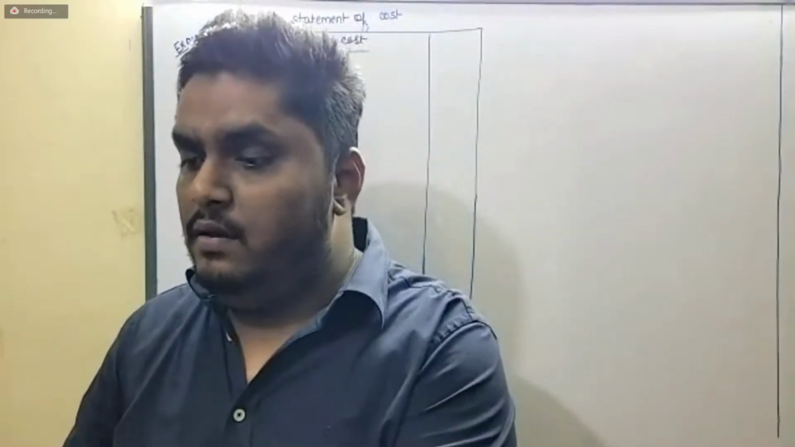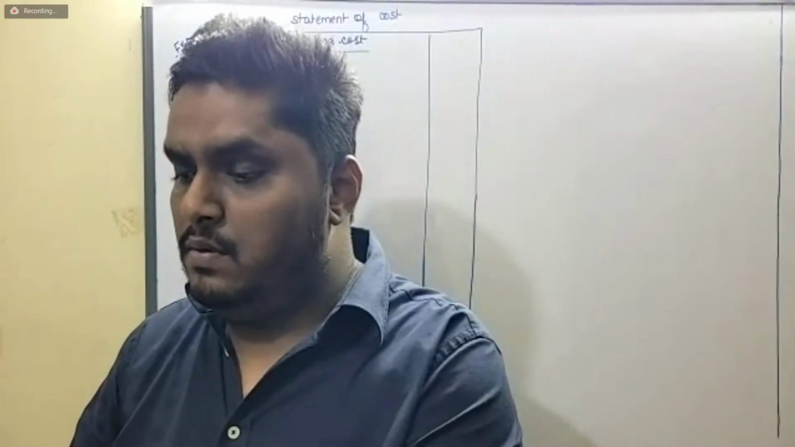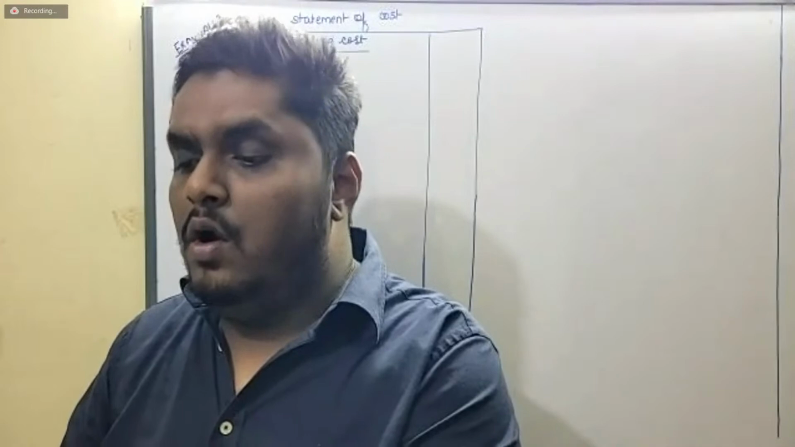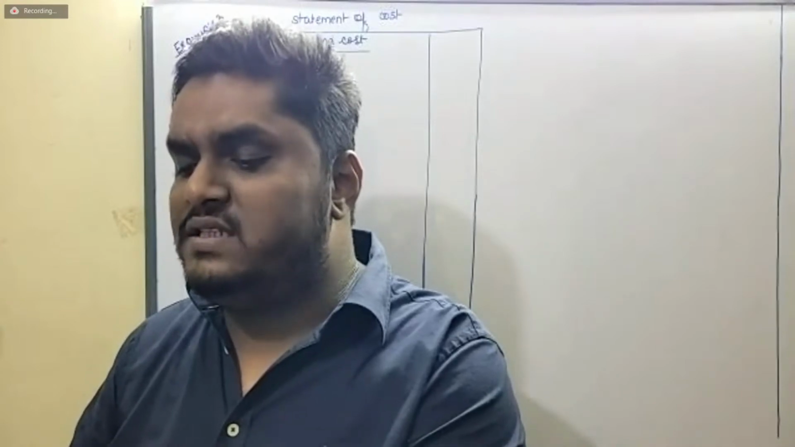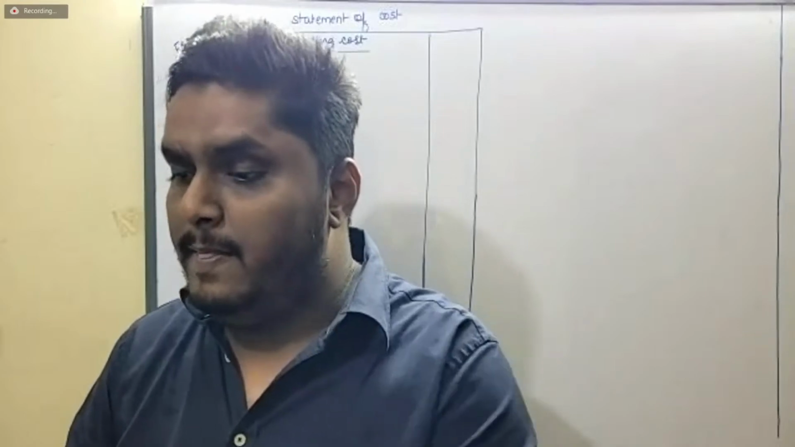So let's start. Wherein the insurance cost is 3% per annum. Okay, Priyanka, you can please check the study material. That is illustration number 3 of the study material. So the insurance cost is 3% per annum.